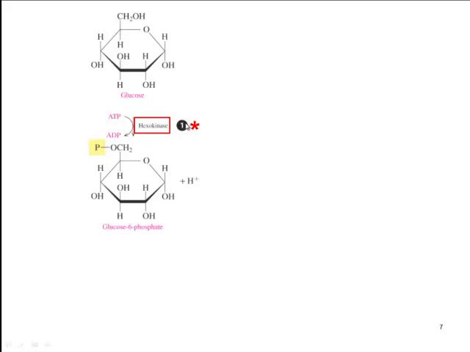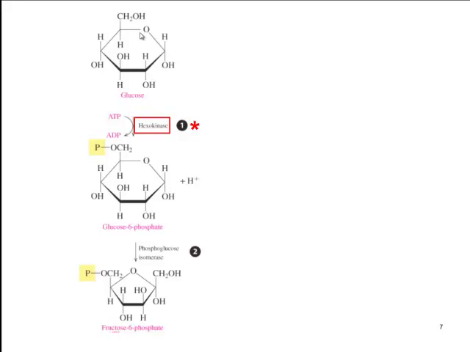Now the reason that I have an asterisk here by hexokinase is because hexokinase is one of 3 steps that will be very highly regulated. In other words, whether the pathway is turned on to use glucose or turned off to not use glucose is going to be controlled by 3 enzymes, and hexokinase is the first of those 3.